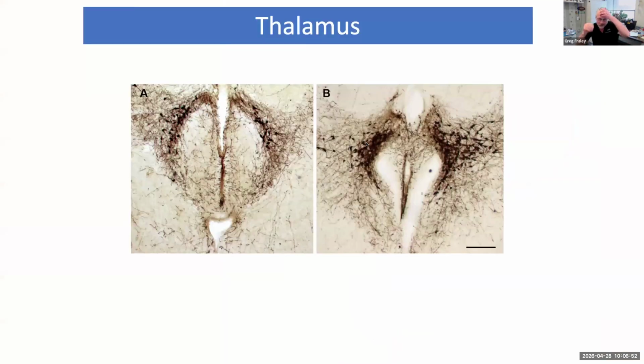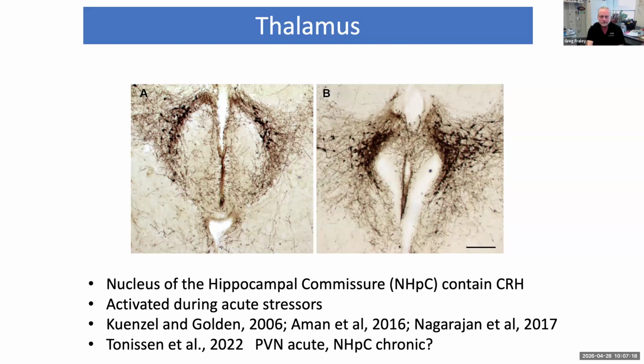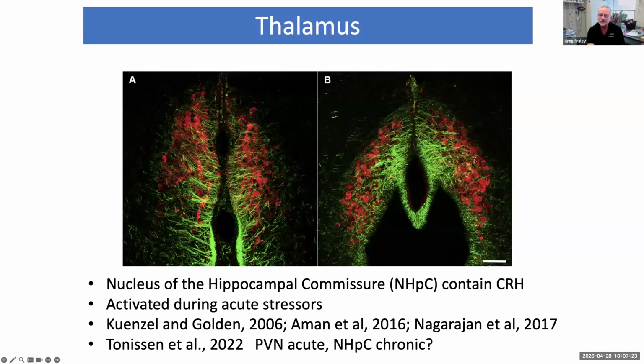If you look at the nucleus of the hippocampal commissure, and these are photomicrographs from Wayne Kenzel's studies, you can see these cell bodies throughout the SHPA that contain CRH. So again, the majority of CRH in birds is located outside of the hypothalamus. And if we co-stain for CRH and AVT in these brain areas, you can see here, again from Wayne Kenzel's studies, these cell bodies are CRH, and the green fibers here are AVT.